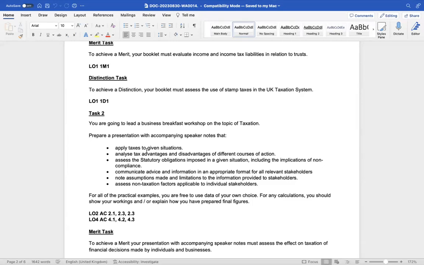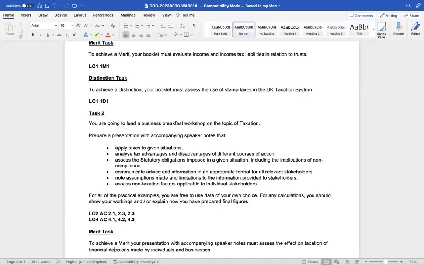Okay, so clearly show your calculation and explain the reasoning behind each tax application. Then analyze tax advantages and disadvantages of different courses of action. Here you can discuss the different courses of action that businesses can take, such as investment decisions, organizational structures, and financing options. Also, you can analyze the tax implication of each course of action, highlighting both advantages and any disadvantages. Also provide real world examples to illustrate the impact of these decisions on tax liabilities.